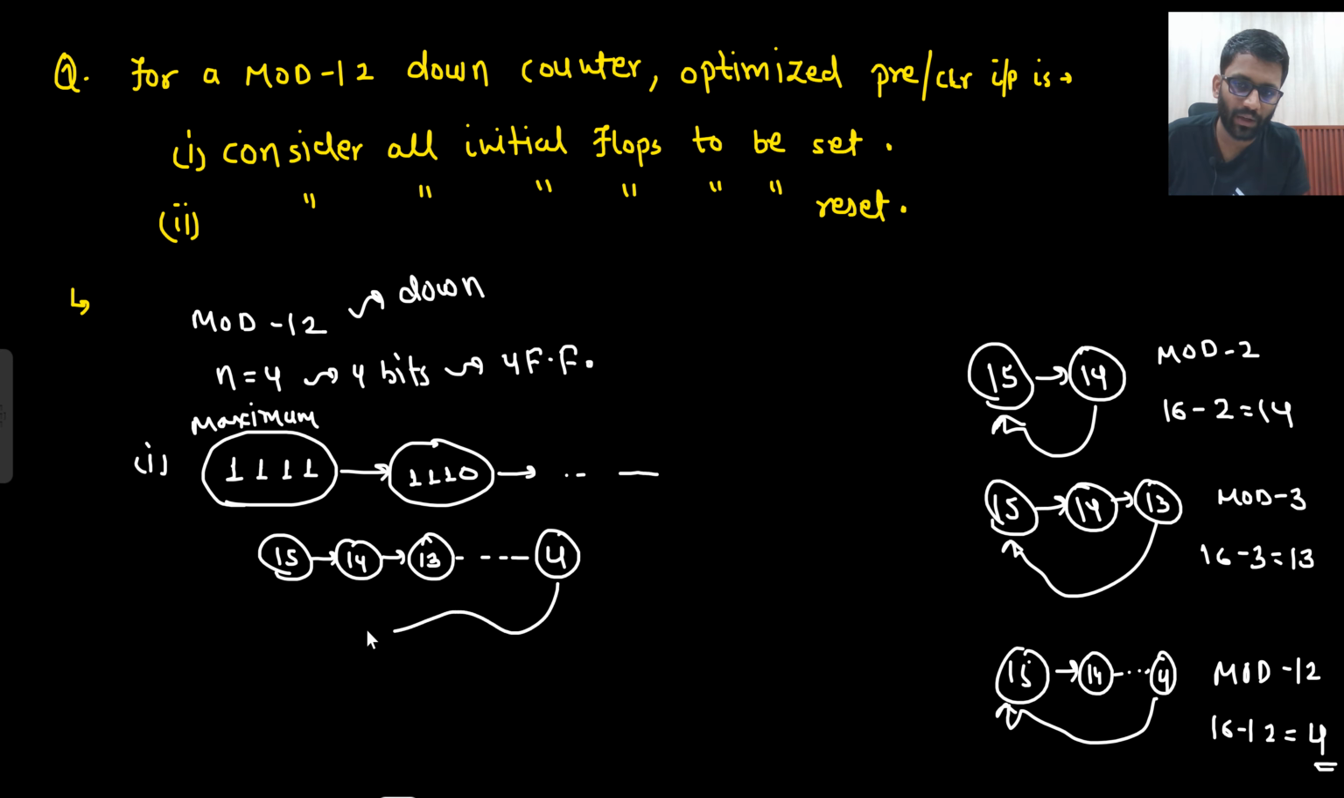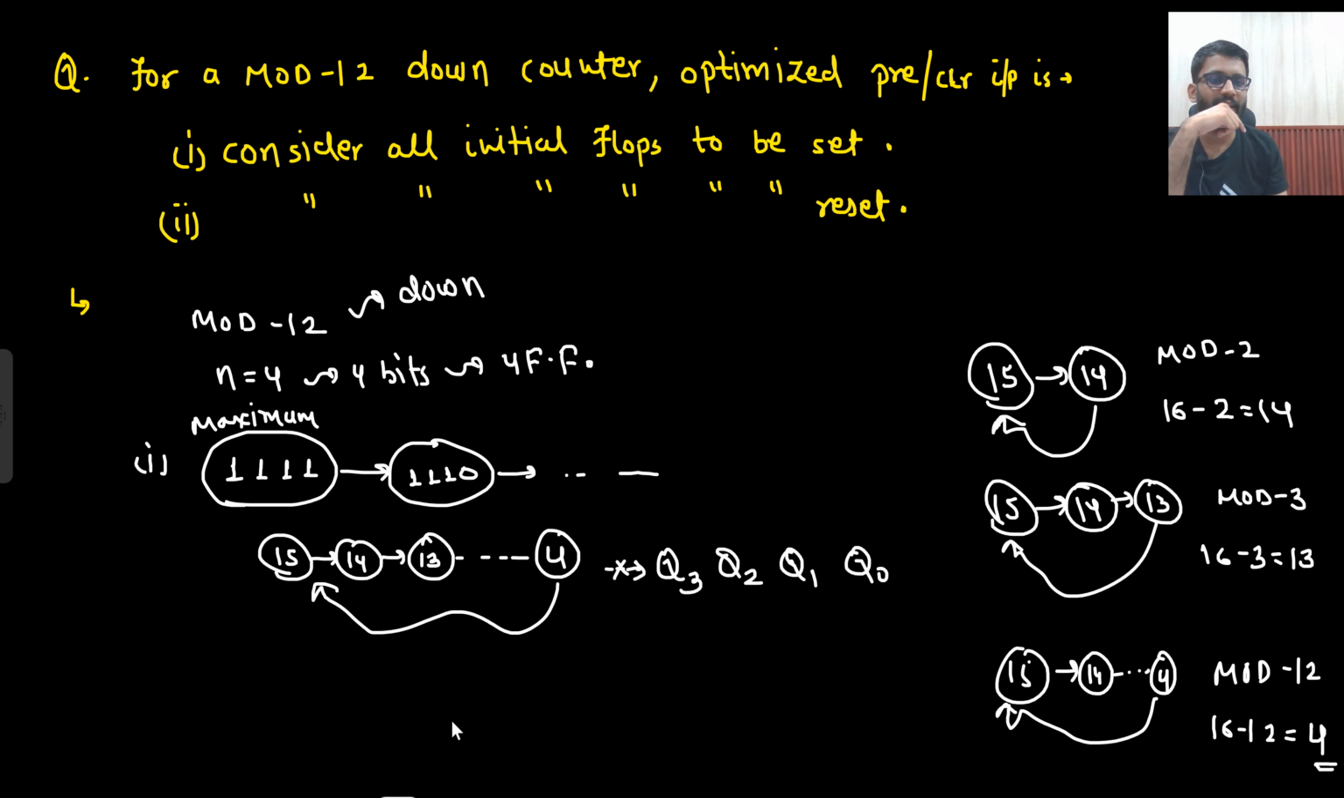So which state do I not want? Q3, Q2, Q1, Q0. And tell me one thing, here will you use preset input or clear input? I need to set my output. I again need to go to 1111. That means I need to set my output. So I will use the preset input, right?